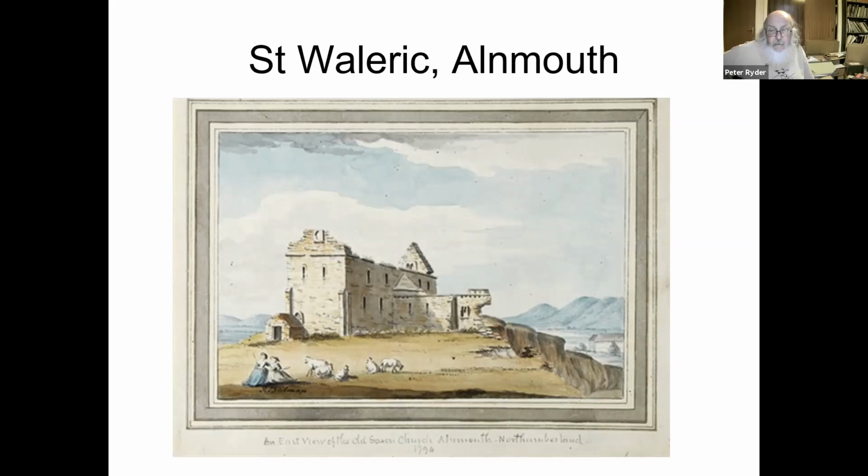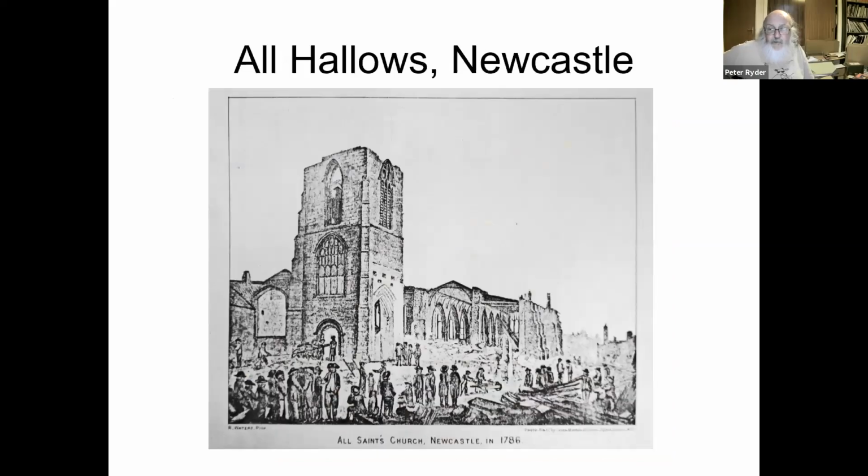What else have we found? Oh, and here's another lost one. This is gracious. Demolishing All Saints or All Hallows in Newcastle.